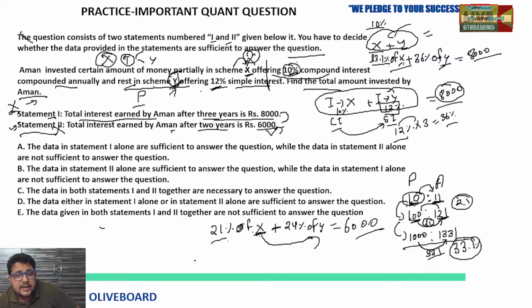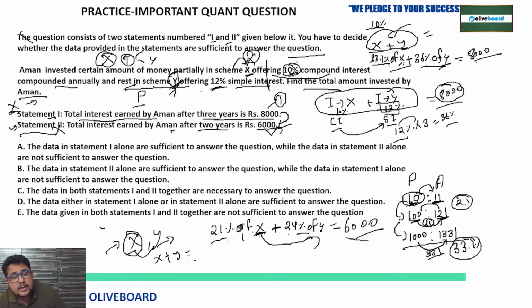But if we merge statement 1 and 2 together, remember this, then we can easily solve, because then we will have two equations. One from statement 1, which we have already calculated: 33.1% of X plus 36% of Y is equal to 8,000, and one from statement 2: 21% of X plus 24% of Y is equal to 6,000. When we compare these two equations, we can easily get the value of X and Y, where X is the investment of Aman in scheme X and Y is the investment in scheme Y. So the sum of these two, X plus Y, will give you the total amount. In these types of questions, there is no need to go for the full solution, they are not asking for the value, they are just asking whether you can solve or not. So by using statements 1 and 2 together, we can get the value of X and Y.